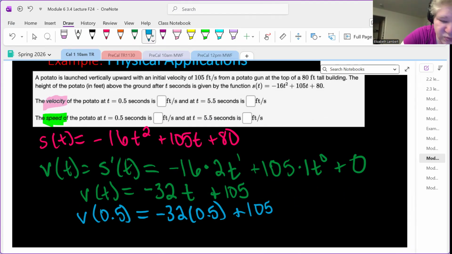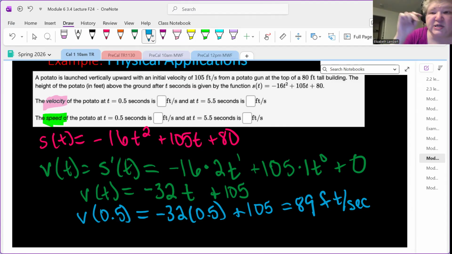And then we add 105. So that's 105 minus 16. I need to clear all that. That is 89. Velocity is feet per second. So after half a second, the potato is still going up.